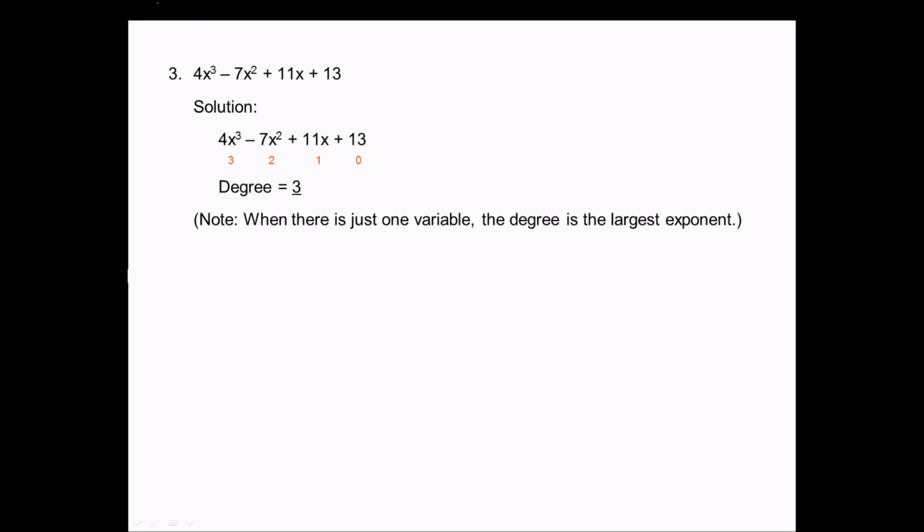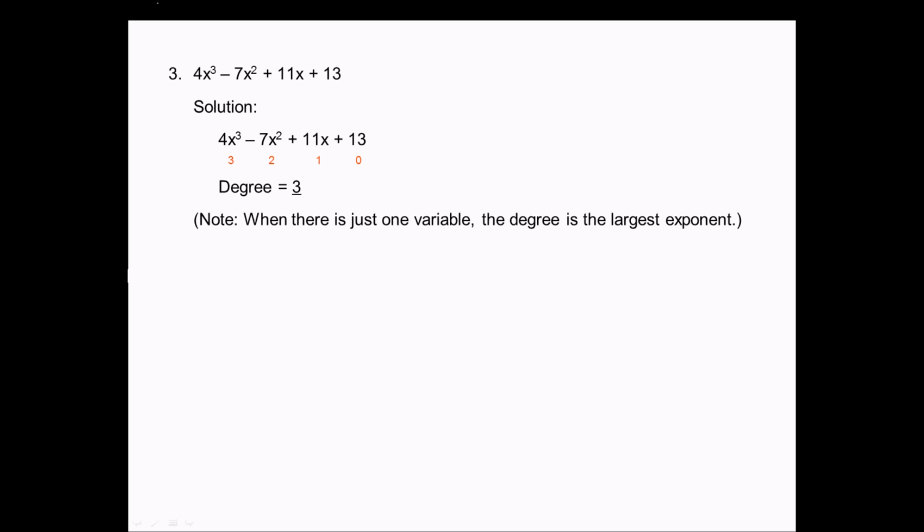Number 3. I have 4x cubed minus 7x squared plus 11x plus 13. There's just one variable. When there's just one variable, it's kind of easy to spot the degree. It's the largest exponent. So again, if we write the degree under each one, 3, 2, 1, 0. The largest one is 3, so the degree is 3.